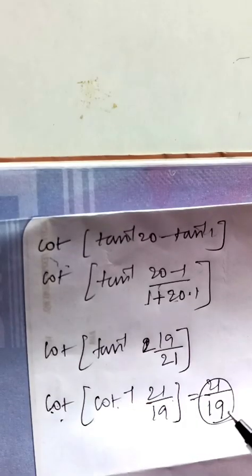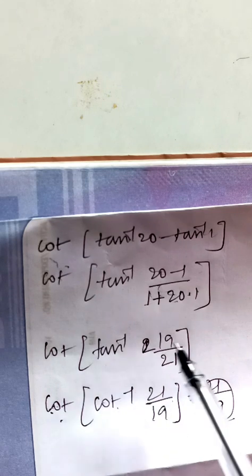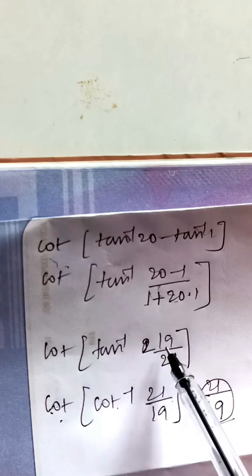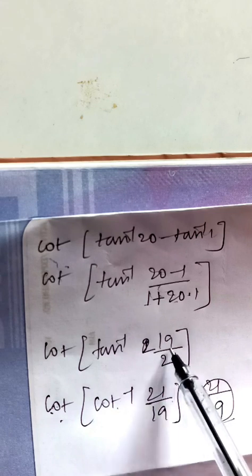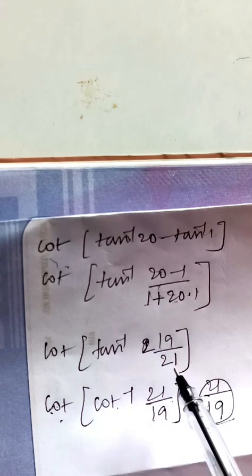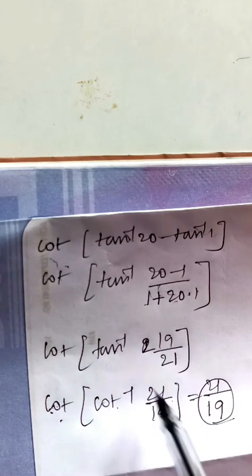Simply remember: in terms of tan inverse, the numerator is lesser than the denominator, and the difference between these two is 2. Okay, if any sum comes in this terms of series, we can use this condition to get the answer simply.